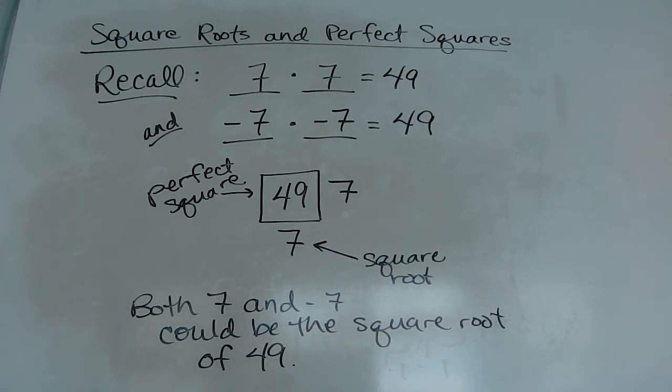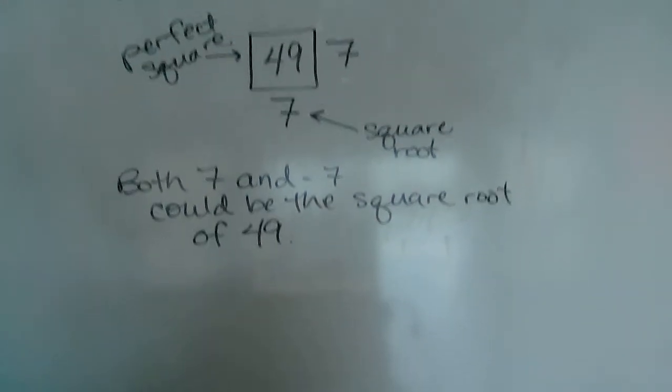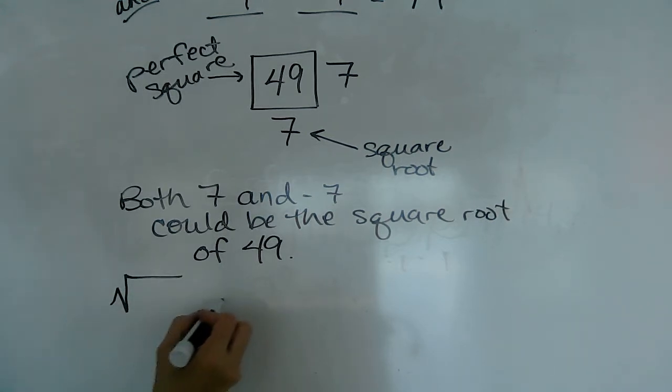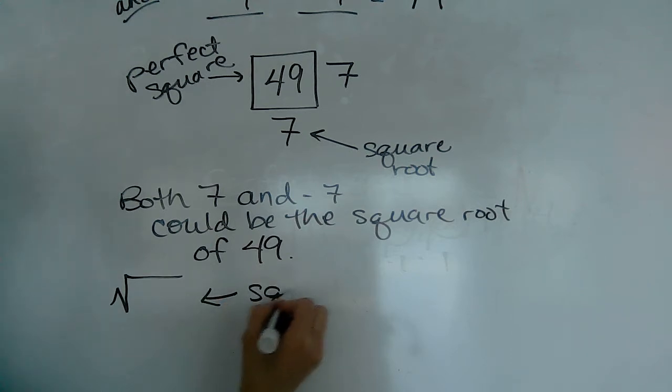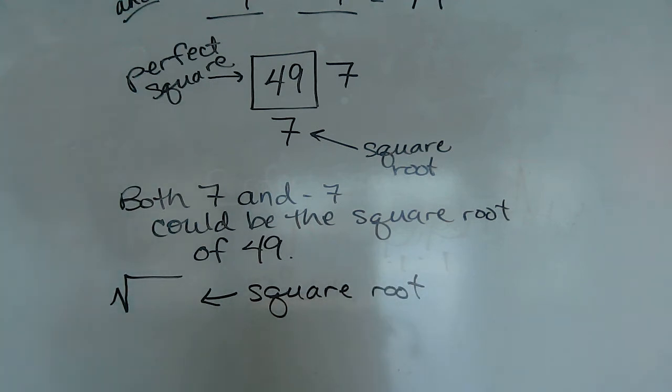All right, so there's a symbol on your calculator that you probably noticed before. It kind of looks like a division symbol. Looks like that. That is the square root symbol. And in this case, it is the positive square root. Some people call it a principal square root.